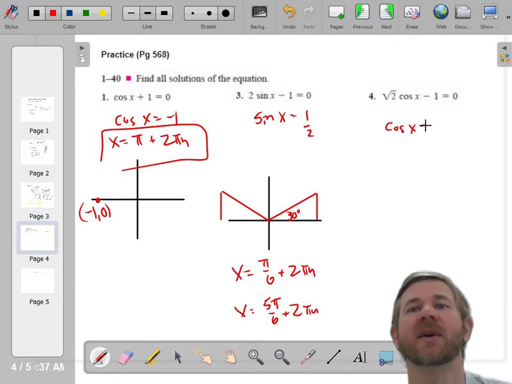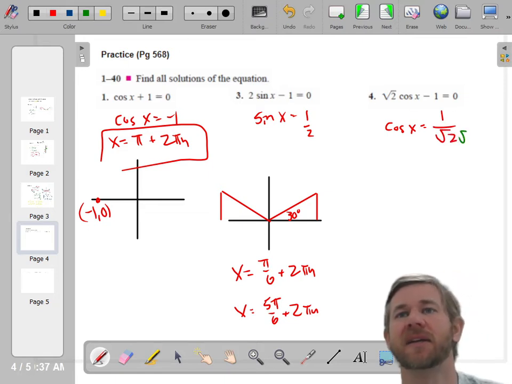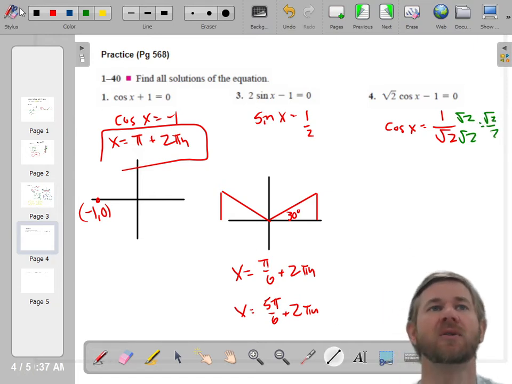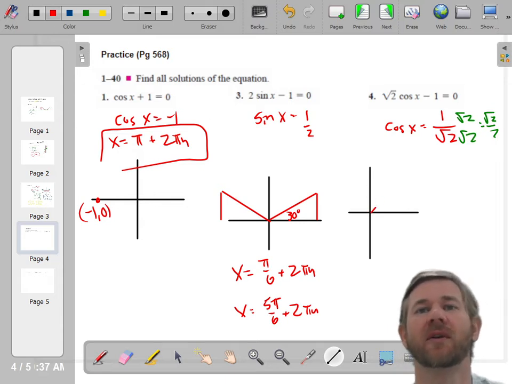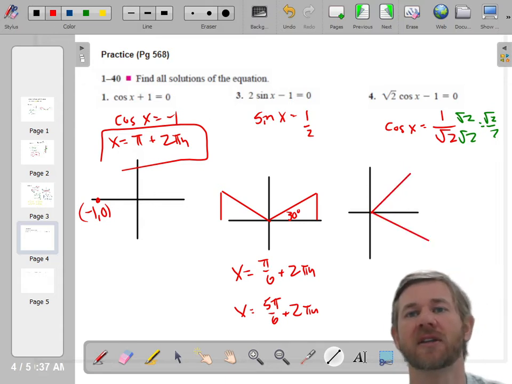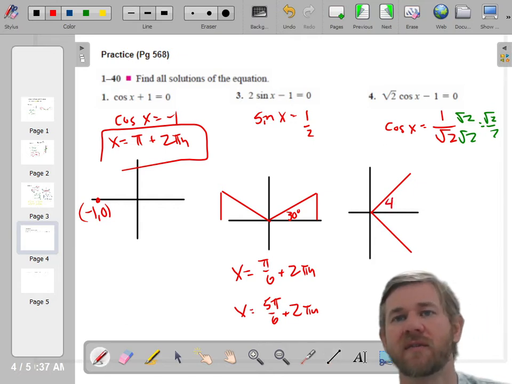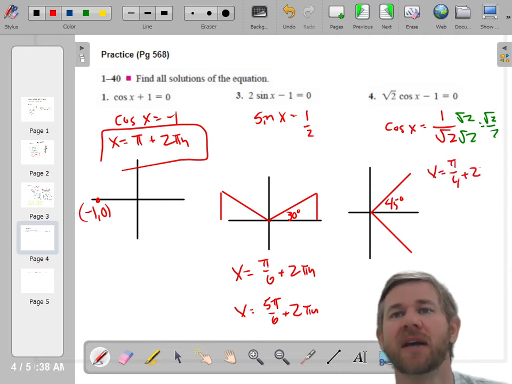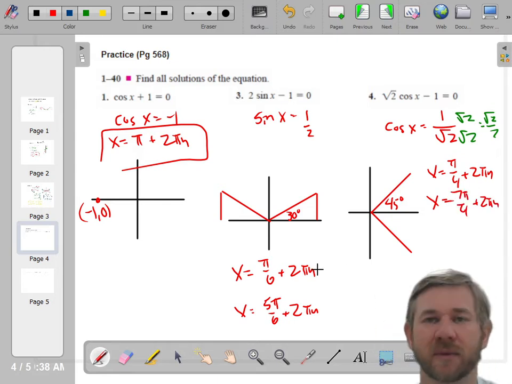Cosine of x, you would add 1 and then divide by radical 2. Then you need to rationalize that because we don't deal with that, and that would be radical 2 over 2. So cosine is positive radical 2 over 2. I know those are going to be 45-degree reference angles, and I know that cosine is positive where x is positive on the right side. So 45-degree reference angles puts you at pi over 4 plus 2 pi n, or 7 pi over 4 plus 2 pi n. Let's get fancy on this one.